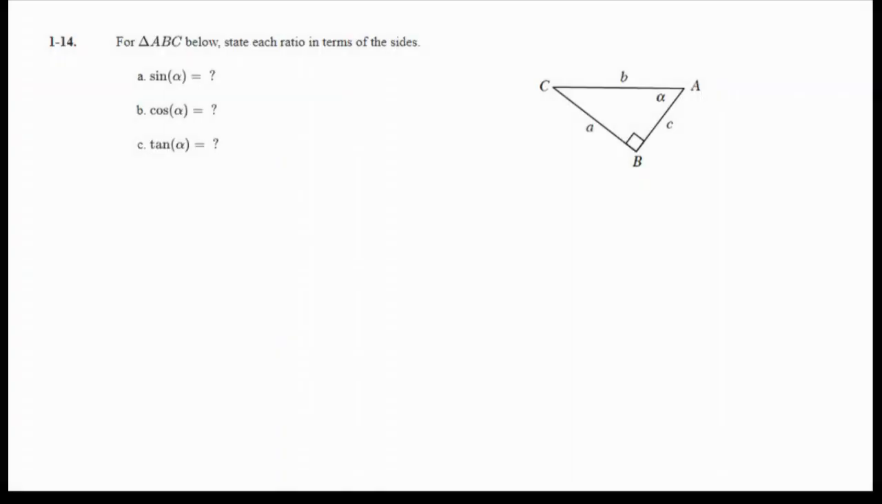Triangle ABC, we have to state each ratio in terms of the side. So if we're looking at this triangle right here, we are going to use SOHCAHTOA to help us here. Again, this is just a little acronym to help us understand that sine of an angle is equal to the opposite side over the hypotenuse. And so basically I'm going to use SOHCAHTOA here to help us with each of these.